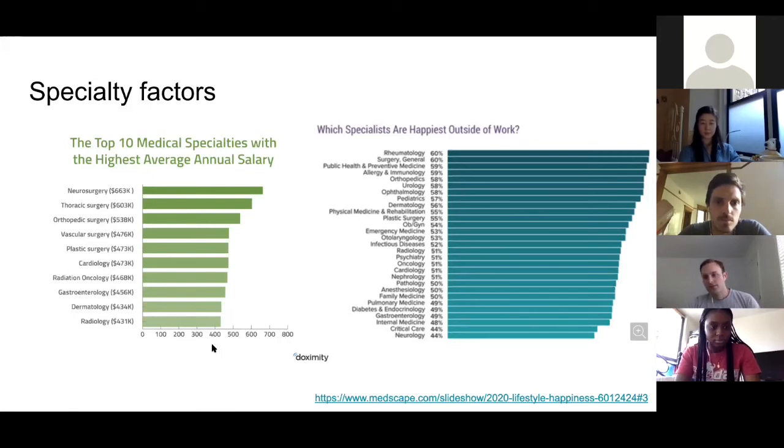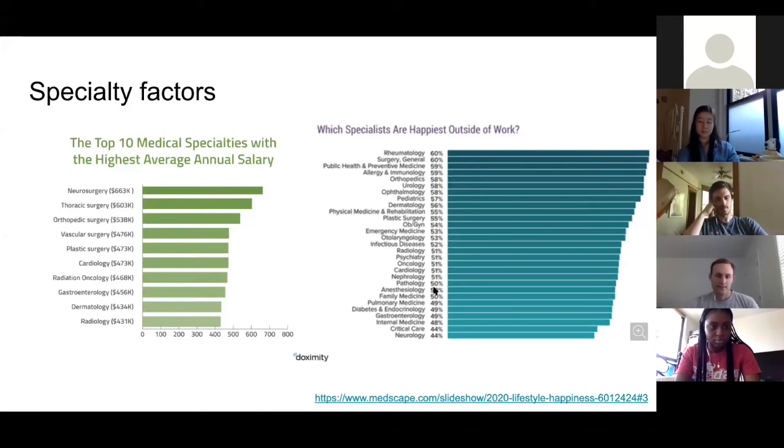So there was a large poll conducted by Medscape where they interviewed more than 15,000 physicians, and they tried to determine who was the happiest outside of work. I don't know exactly how you phrase that question, and you'll see on the next slide that different specialties have different amounts of time that they spend outside of work. So you'll see that general surgeons tend to be quite happy outside of work. They also tend to make a lot of money, so that might correlate. But they also may tend to have less time outside of work, and so that's certainly something to consider.